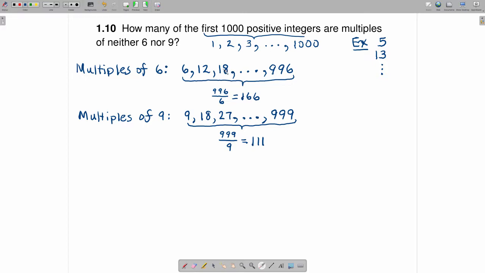And the wrinkle is we've double counted some of these numbers. Do you see the 18 that shows up there and there? It got double counted. And in fact, so did 36. 36 will show up in this list. It'll also show up in this list. So somehow we've got to eliminate those that are double counted. And in fact, those that are double counted are multiples of 18.